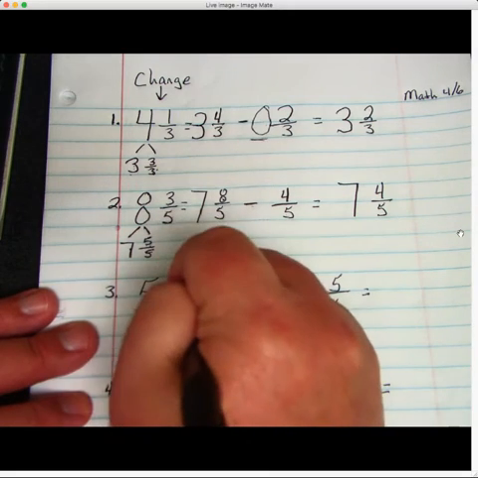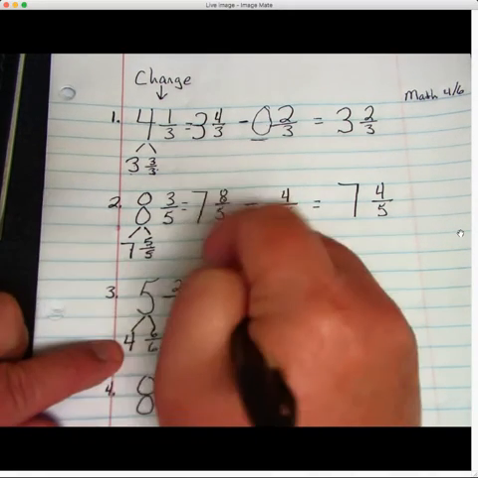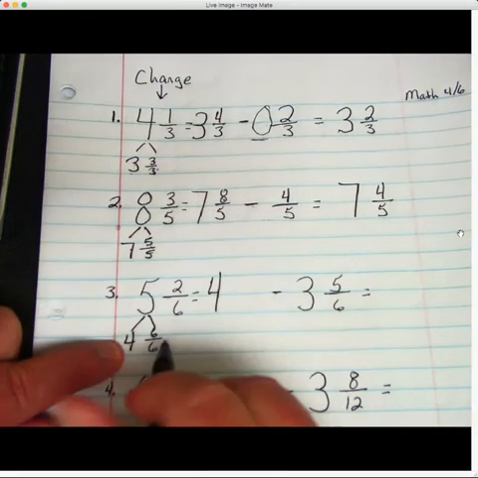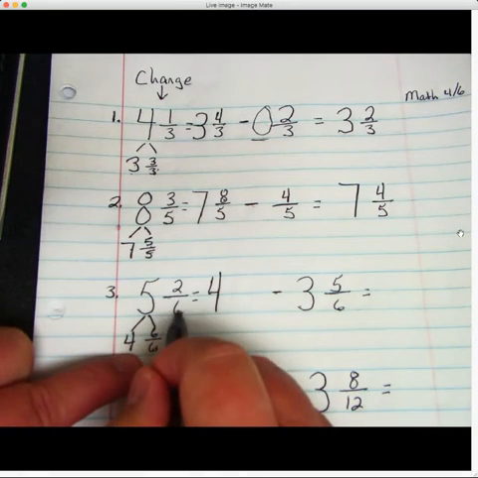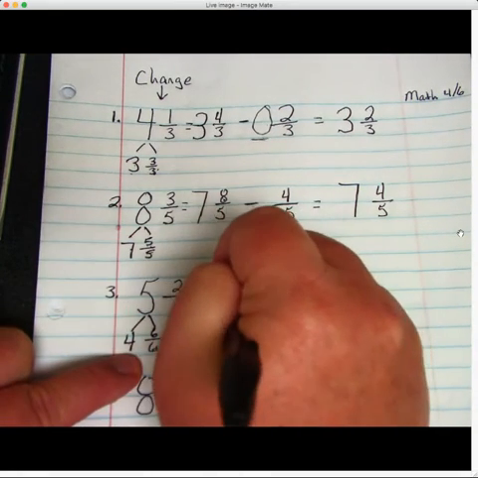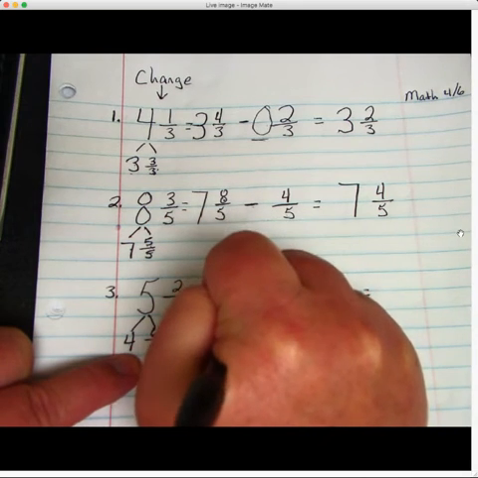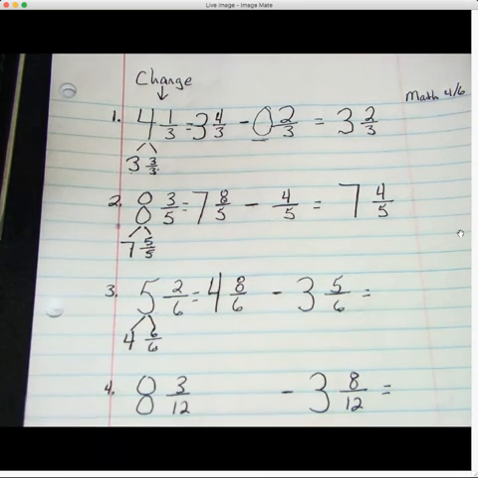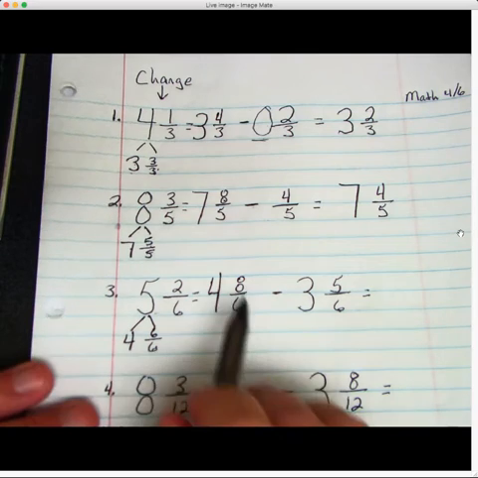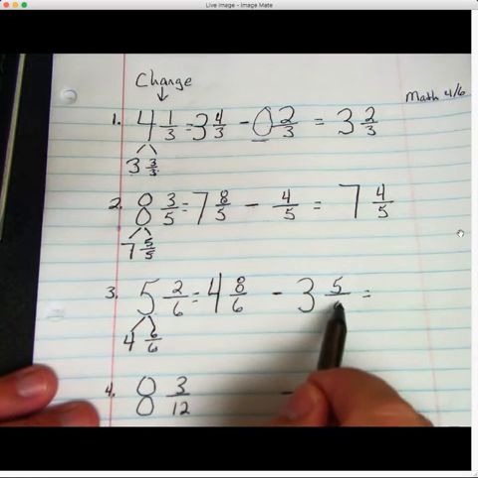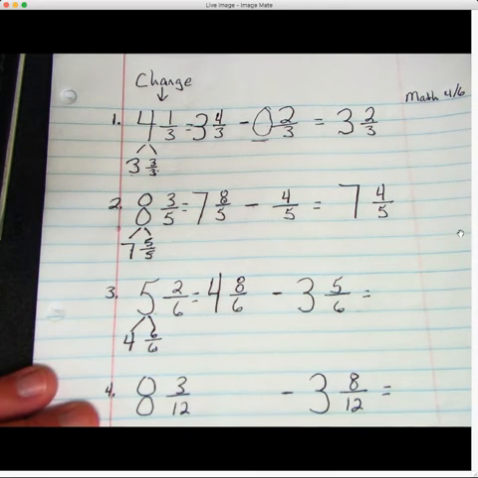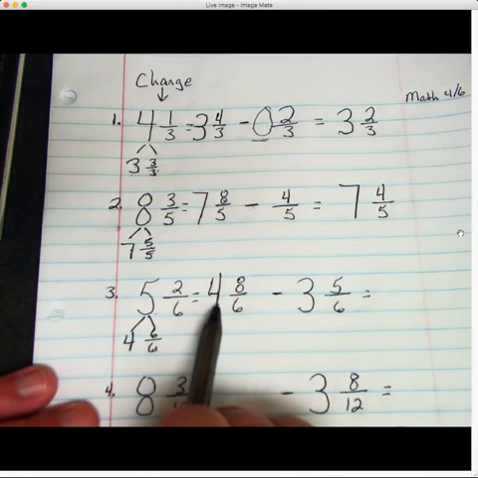All right, so that means we turn 5 2/6 into our 4, our whole number, and then we have 6/6 and 2/6 more, so altogether we have 8/6. So 5 2/6 is the same thing as 4 8/6. Now we can subtract 8/6 minus 5/6. 8/6 is bigger than 5/6. Subtract our whole number first.